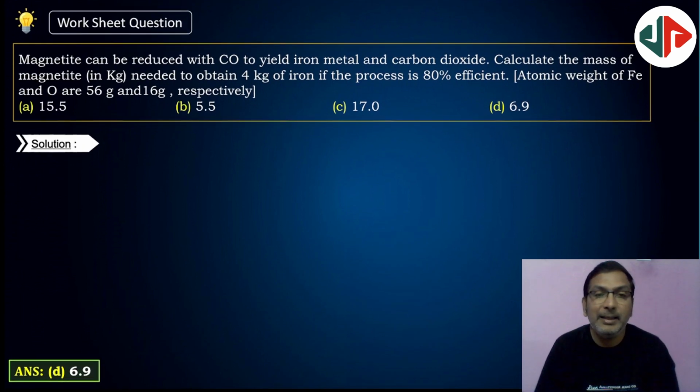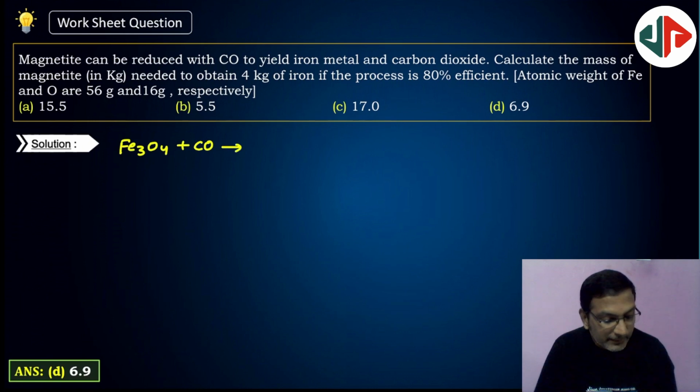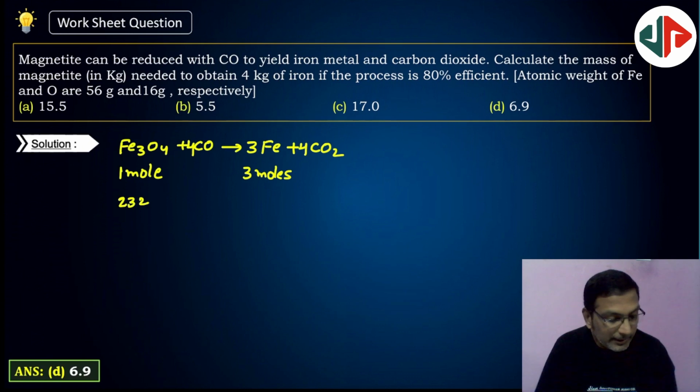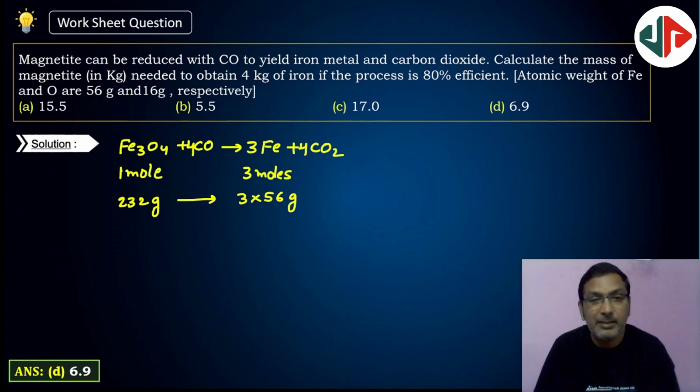Very important. Magnetite can be reduced with CO. We know magnetite means Fe3O4. Reducing agent is CO. That will be converted to Fe plus CO2. So by balancing we'll get 4 moles of CO, 4 moles of CO2 and 3 moles of Fe. Next here 1 mole of magnetite gives 3 moles of Fe. So 1 mole means gram molecular weight 232 grams will give 3 into 56 grams. 56 is the atomic weight of iron.